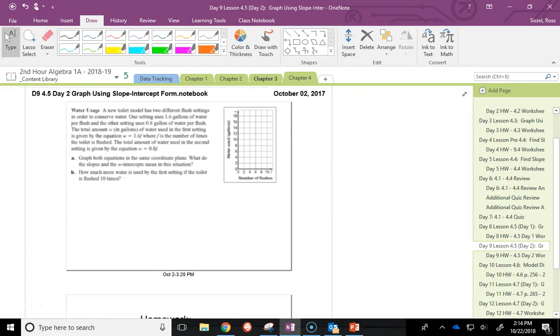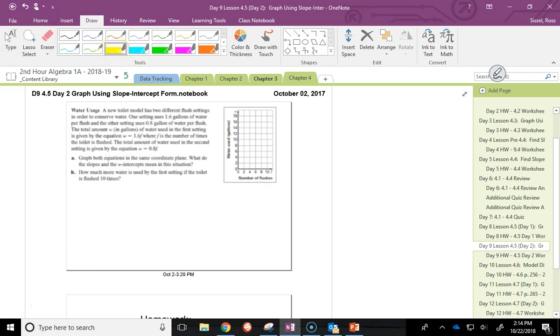Alright, we're going to go to the last one. And it says, water usage. A new toilet model has 2 different flush settings in order to conserve water. Ooh, so I hear 2, I'm thinking 2 equations. I'm going to use different colors.